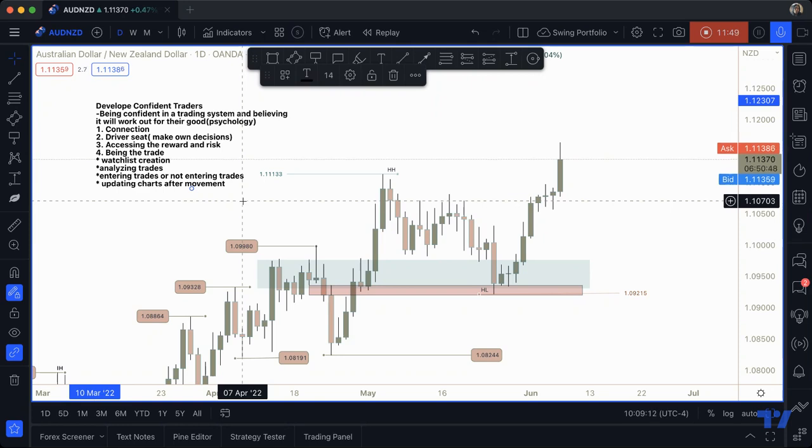Okay. So I am praying that looking upon this and looking at this has helped you to understand what it takes to develop into a confident trader, what it takes to really put the system together, and what it takes to walk through a setup.